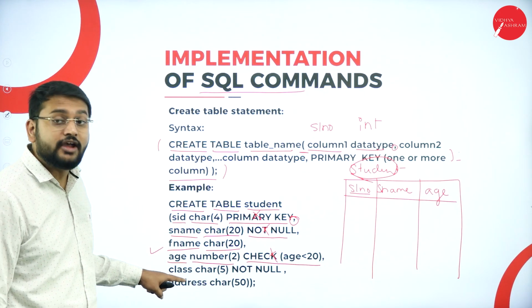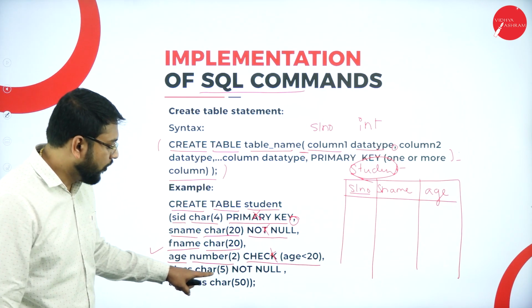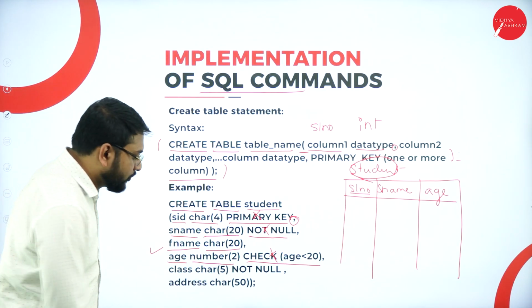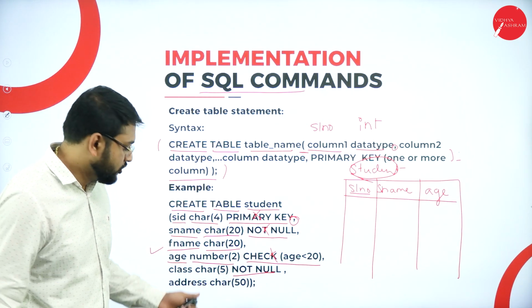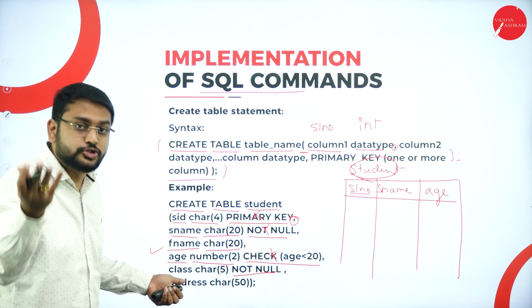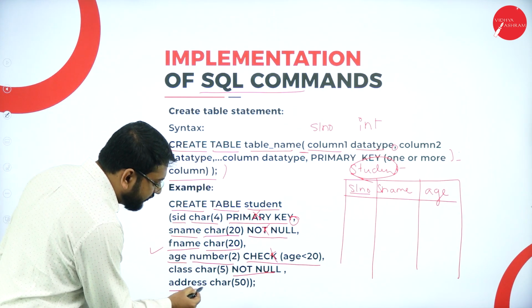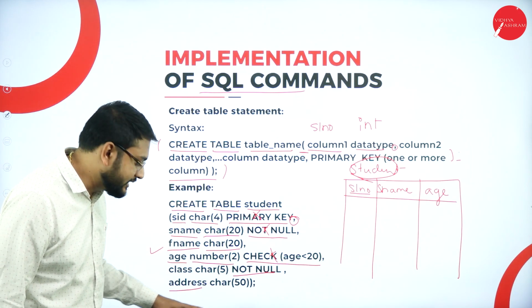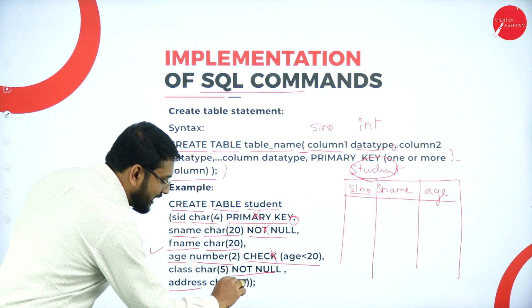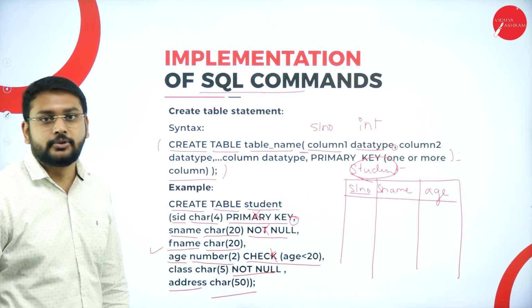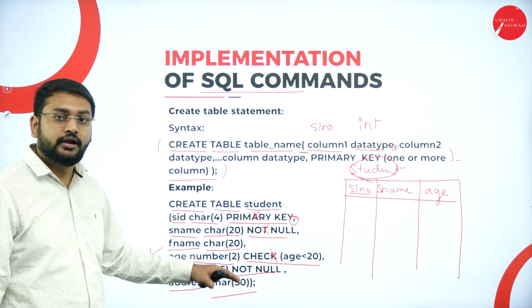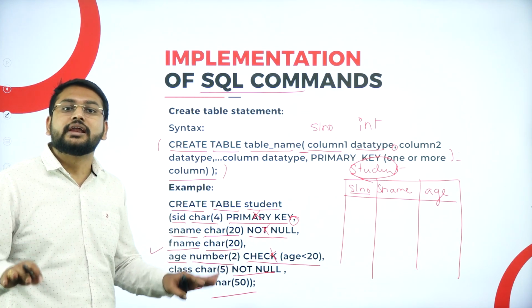Then followed by I have class, the next column name. What is this? CHAR(5) data type. So again you have not null, so this data also you should enter. You cannot skip. Okay. The last one you have is address. The name of the column is address, followed by data type, and last one is close parenthesis, semicolon. So if you type this and press enter, you can create the table.